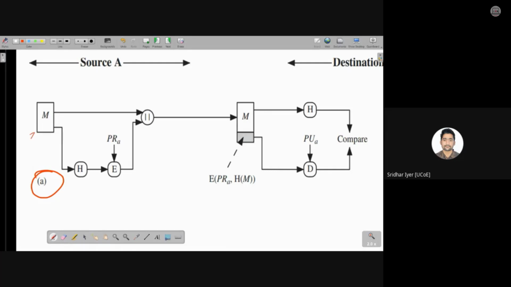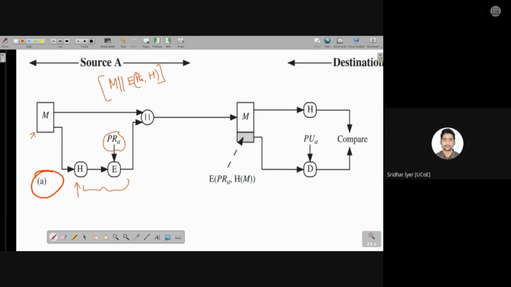Just have a look. There is a message M. We take a hash of that message, and then we encrypt that hash using the sender's private key PRA. Whatever result we get over here is appended with M. So we are getting something like this: M appended with the encrypted value of the hash with PRA. Am I clear? Is this diagram clear so far?